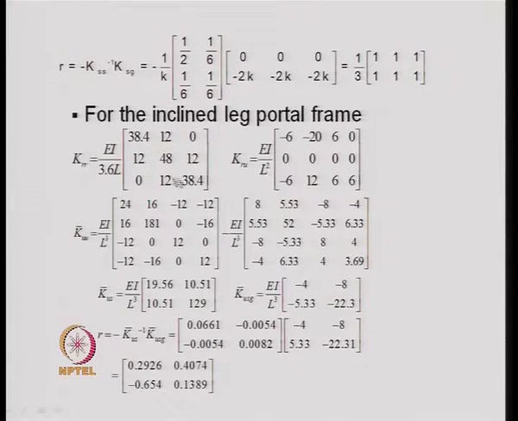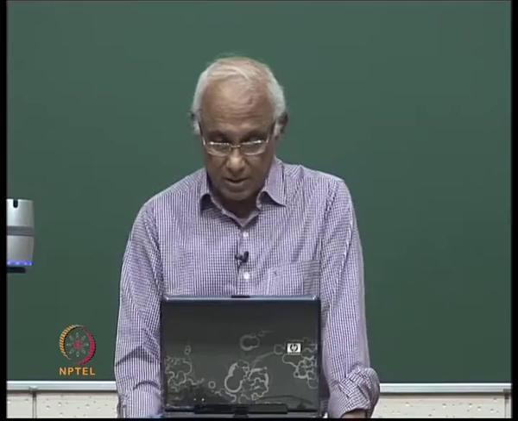This portion is your KRR matrix, this is the KRU matrix, and this was the K bar UU matrix. From there we isolated the KUS matrix and the KUSG matrix, and after that we obtained the value of R by simply multiplying KUS inverse with KUSG, and this is the 2 by 2 R matrix that is generated.